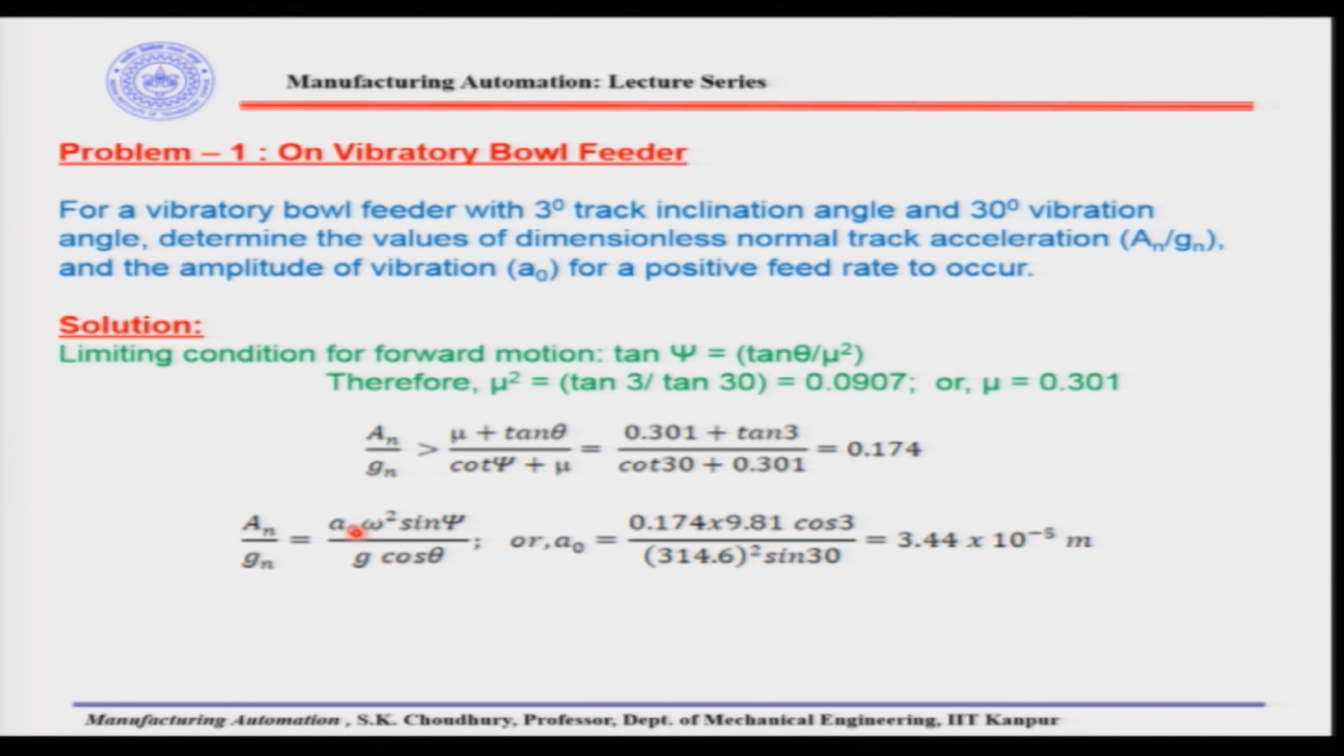Omega is 2 pi f. This is the angular frequency, if you remember, 2 pi f, and f we know is 50 hertz in India. Pi, you know, is 3.1417. So you can find that omega is 314.6, and this is omega square. Overall, we find that the amplitude of vibration will be 3.44 into 10 to the power minus 5 meter. Here we can actually see the direct implementation of the theory that we have studied before. I hope this is clear, all right.